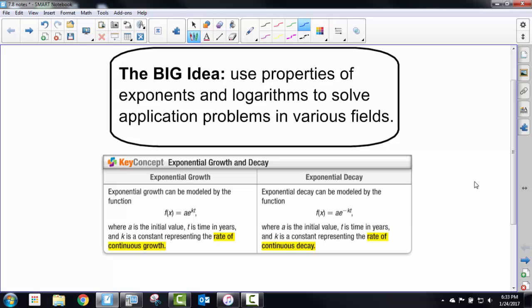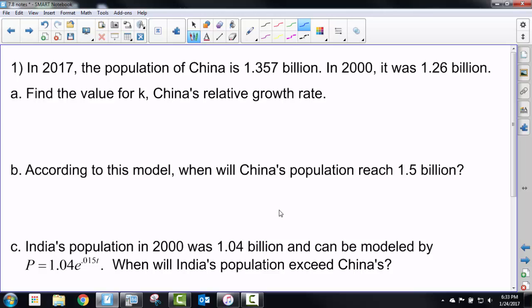Now, this isn't that different than other exponential growth and decay problems we've dealt with before. We're just using a k to represent a constant, the rate of continuous growth or decay, and then we're using e for the natural base. So again, it's not a huge deal. I'm not asking you to memorize these, but we're going to use them, and if I ask you to use them, I'll give you those models.